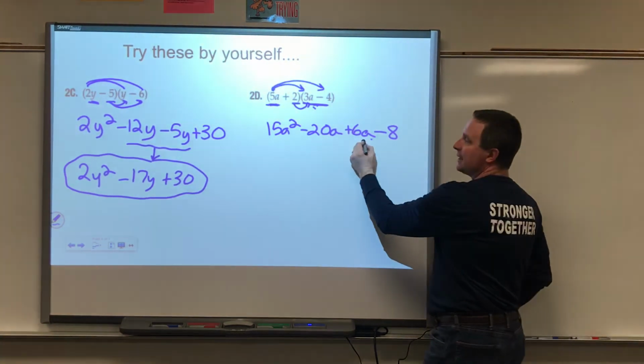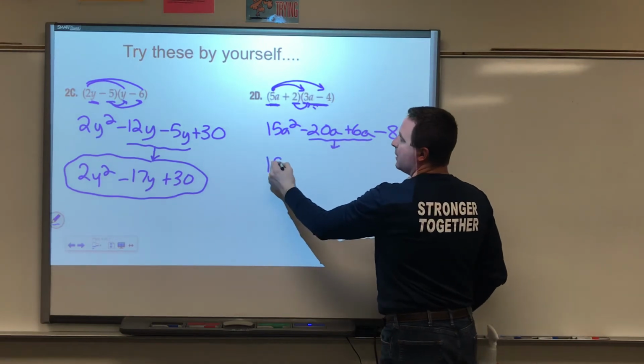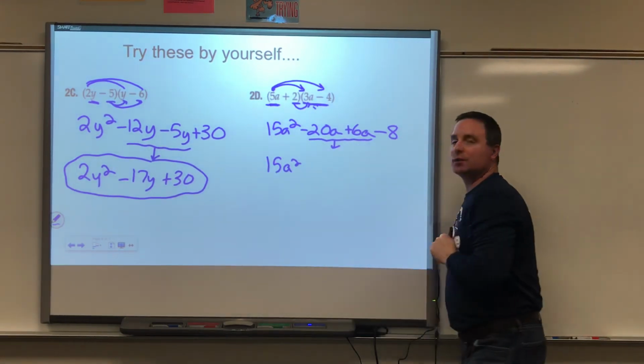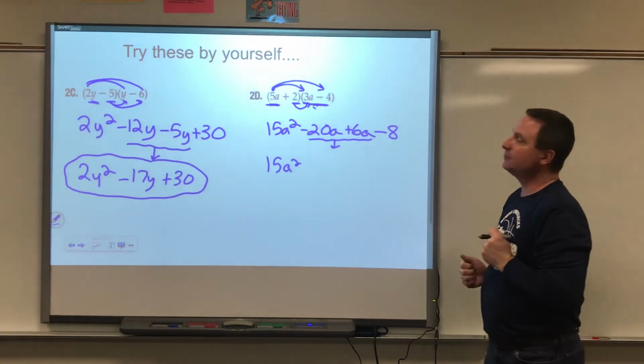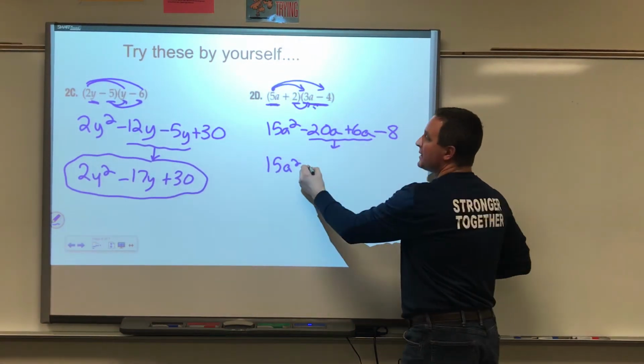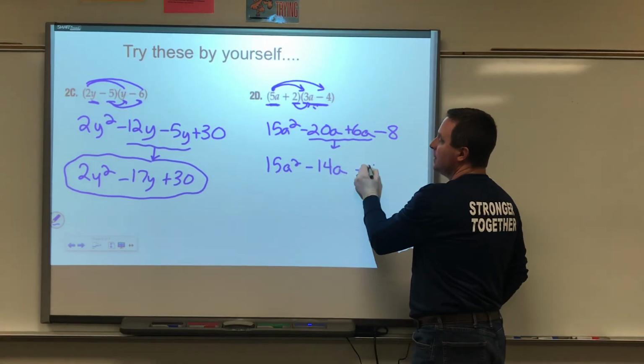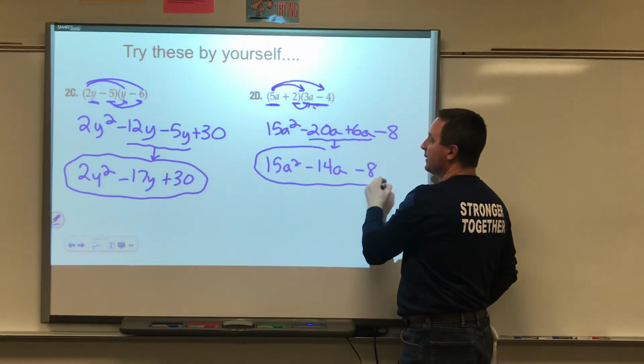Okay? And once again, it's always these middle terms. 15a squared. It's those middle terms that are like terms that can be combined. And negative 20 plus 6, if you did it in your calculator or in your head, it's negative 14a minus 8. And there we have it.